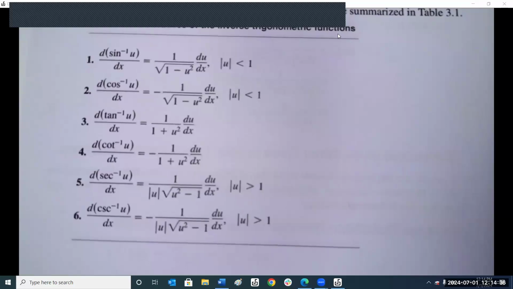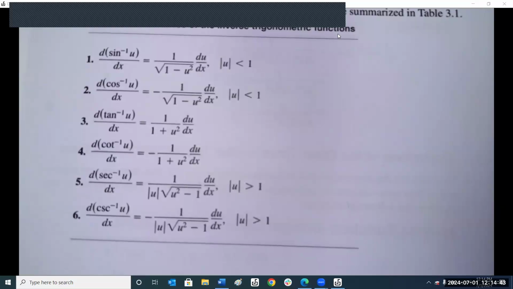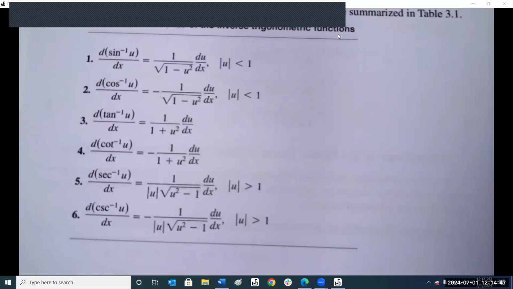Right. So again, you have to know these things. If you're going to go to Cal 2, you have to know these things instead of looking back. Everything okay?